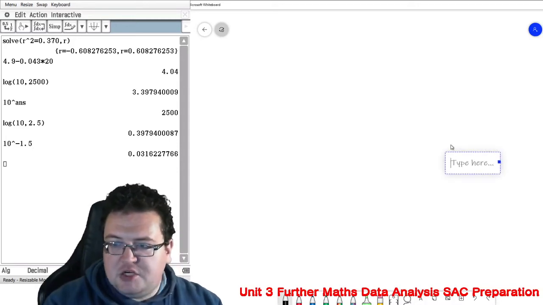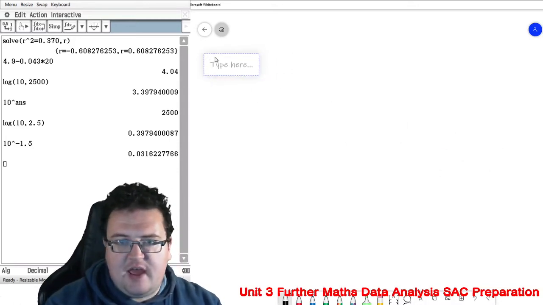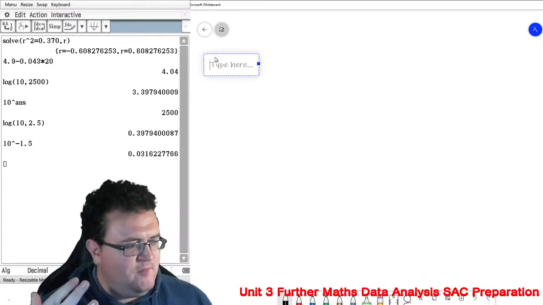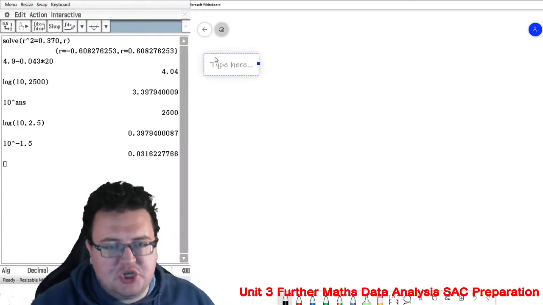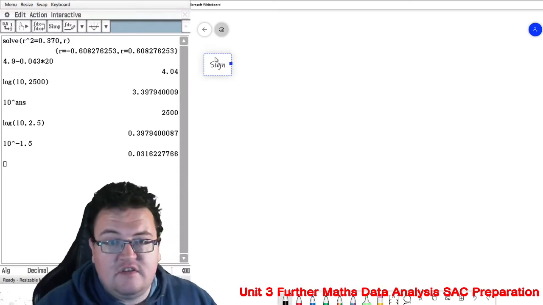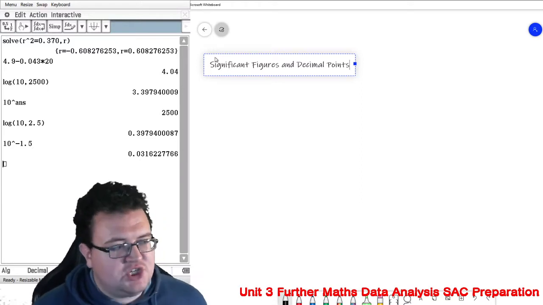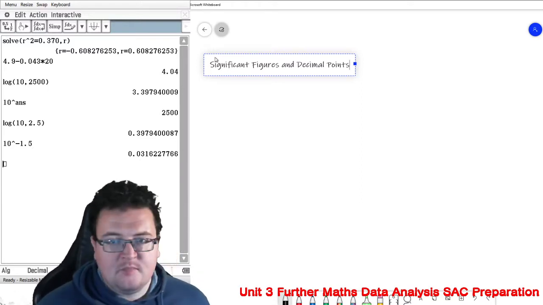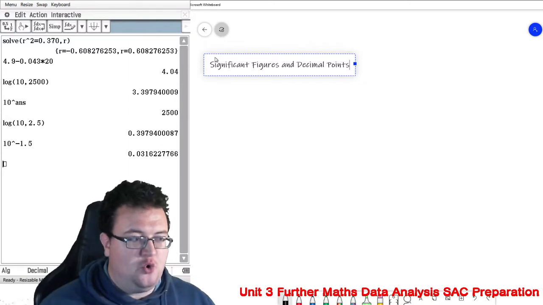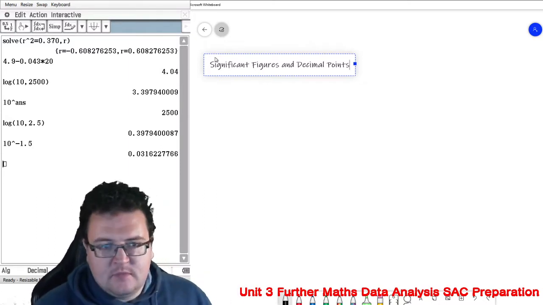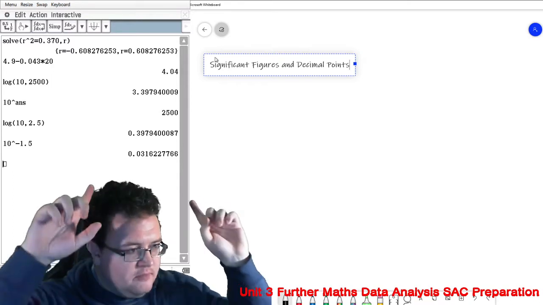All right. A bunch of people have expressed their, I'm not going to say lack of understanding, just their confusion around the difference between significant figures and decimal points. Because sometimes a question will say answer to 3 significant figures. Other times it will say answer to decimal points. So, as an example, let's talk about some of the numbers that are above me.